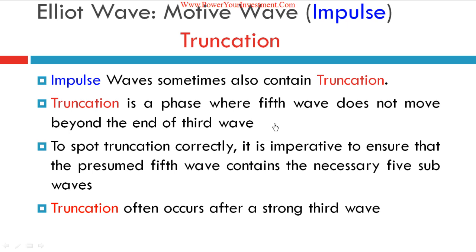So usually truncation occurs after an extremely strong movement in the preceding wave, that is the wave 3. And what I have found is that usually it's a bit difficult to recognize truncation. So the thing that we have to make sure is that the incomplete wave 5, which usually is the truncated wave, must have completed the necessary 5 wave divisions. If you find a wave 5 which has completed the necessary 5 wave divisions and which does not move beyond wave 3, that is a truncated wave. Let's just take a look at the image.